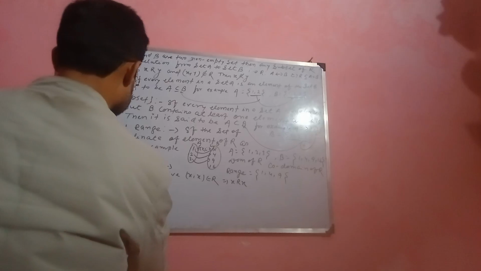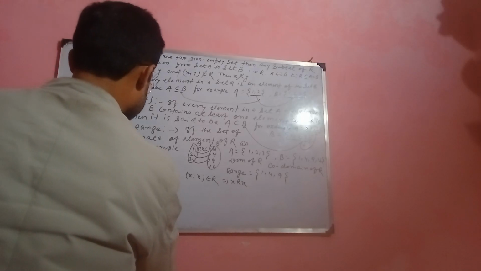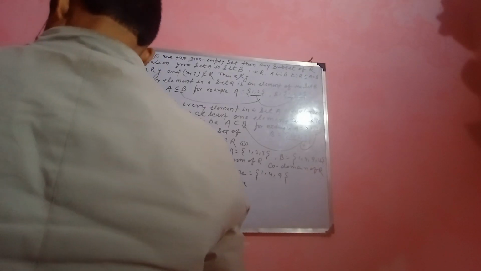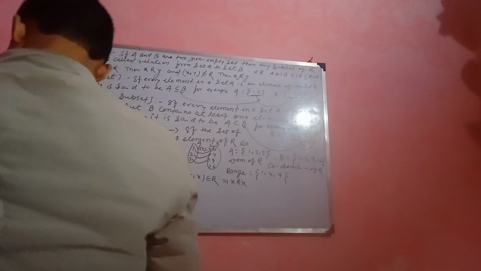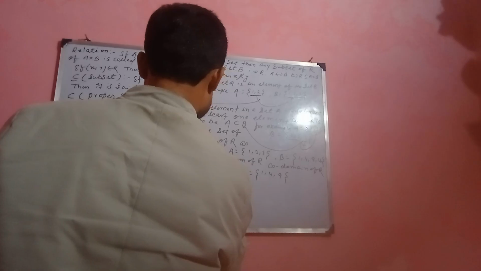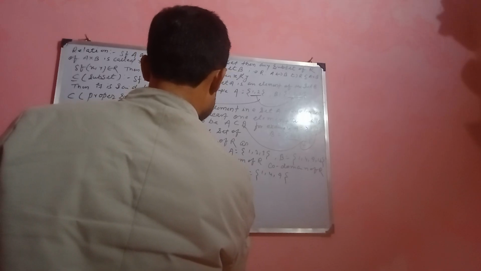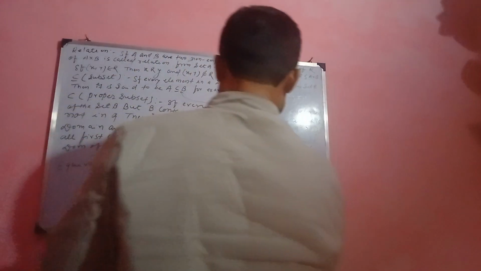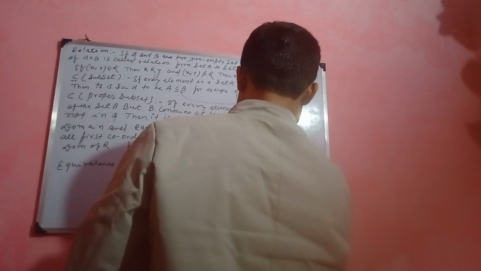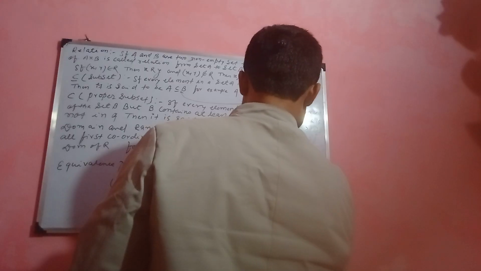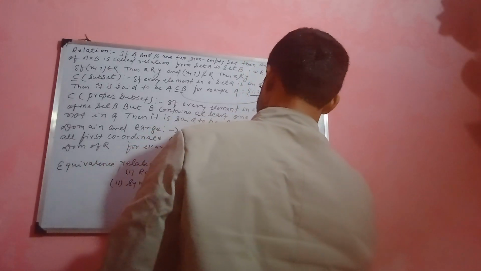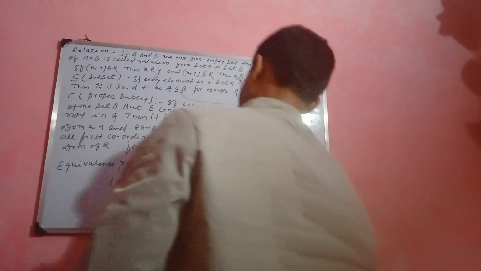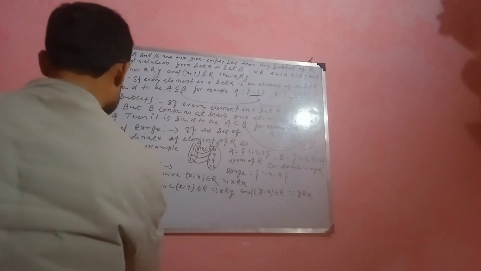Second, symmetric: (x, y) belongs to R implies x is related to y, and (y, x) belongs to R implies y is related to x.